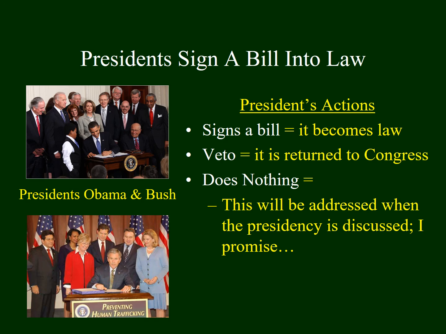On the left, we see some images associated with signing ceremonies involving both Presidents Obama and George W. Bush. If the president is opposed to a proposal, that bill gets returned to Congress, and I'll come back to that in a second. If the president does nothing, well, I'm not going to tell you what happens if the president does nothing. I'm going to make you wait. When we talk about the presidency in more detail, I'll discuss what can happen if the president does nothing with a bill. We'll come back to that, I promise.